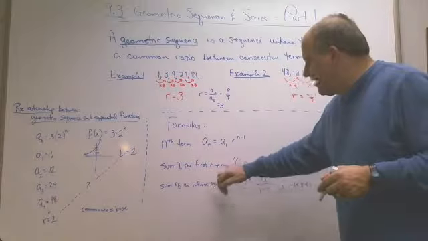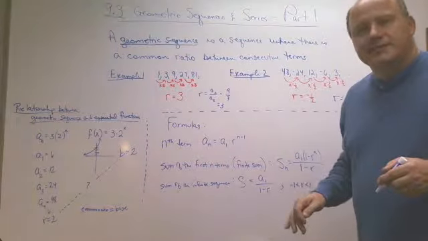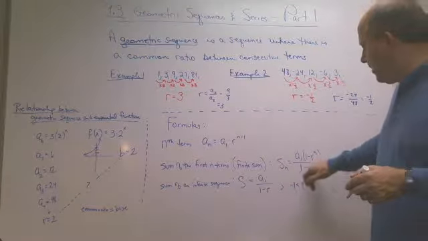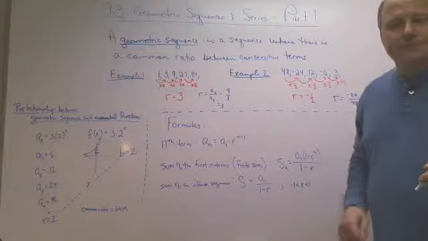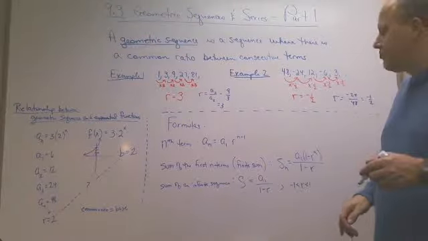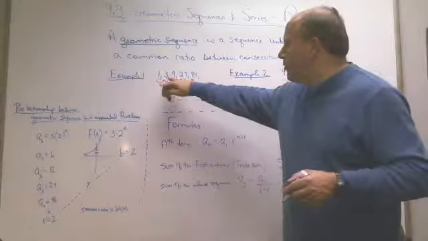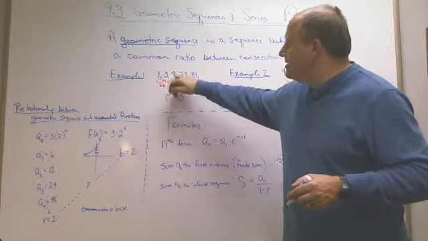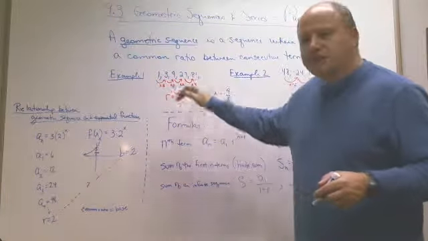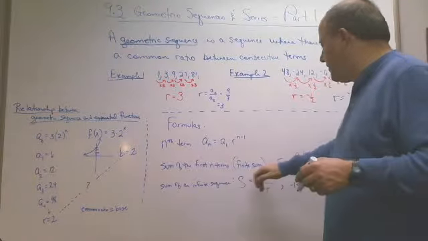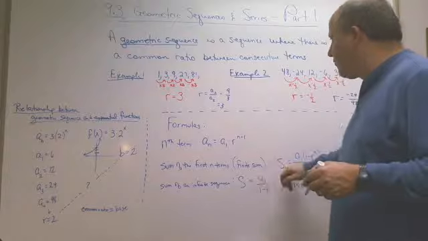The sum of the first n terms, which is a finite sequence, is a sub 1 times 1 minus r to the n, over 1 minus r. So this will find the sum of the first n terms. For example, if you want to add up 1 plus 3 plus 9 plus 27 plus 81 and stop right there, you can use this formula.